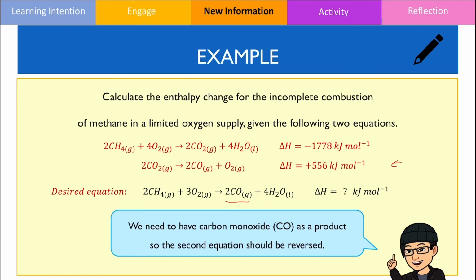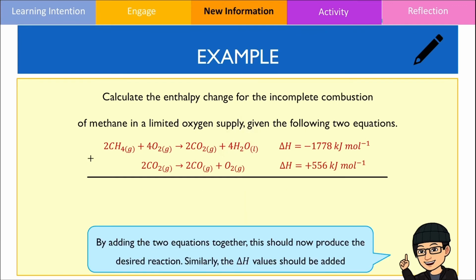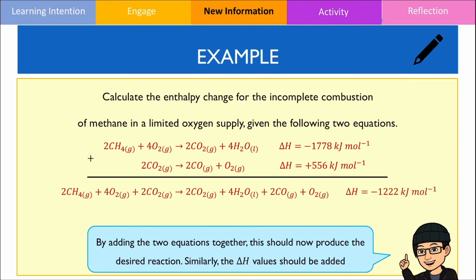From here, I can now add the two thermochemical equations together. This means that we add the reactants with the reactants, products with the products, and the two enthalpies together. Hence, we should be able to get this as our answer. From this point onwards, we just need to simplify and cancel things out.